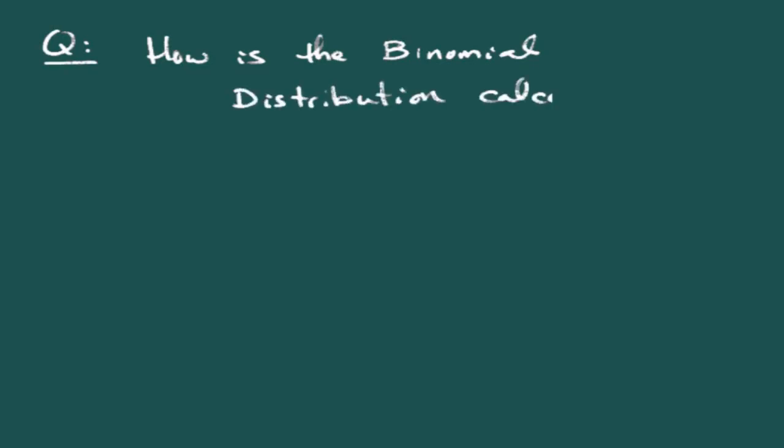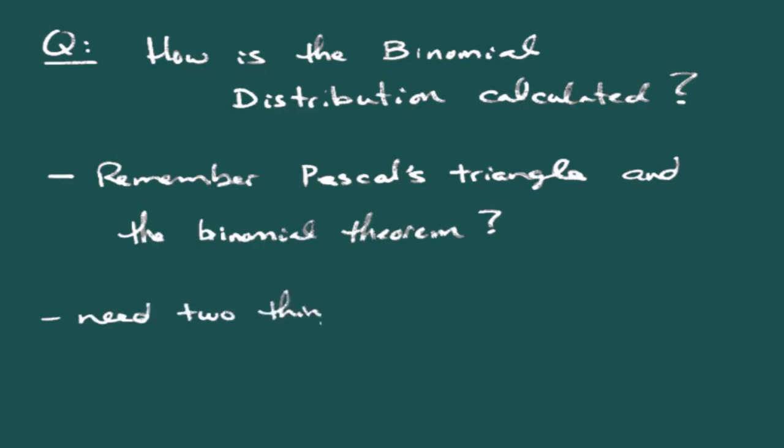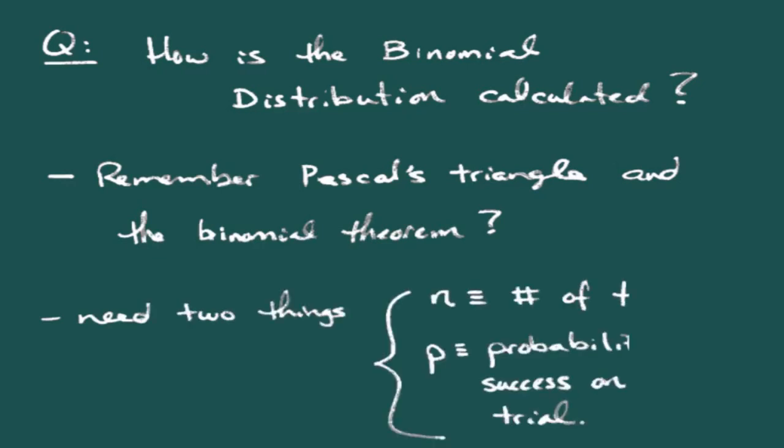So now we get to the question of how exactly is the binomial distribution calculated? Well, something that you can review a little bit is to go back and remember Pascal's triangle and our binomial theorem. Two things that we need in calculating the binomial distribution are n, which we call the number of trials that we're doing, and p, the probability of success on any single trial.